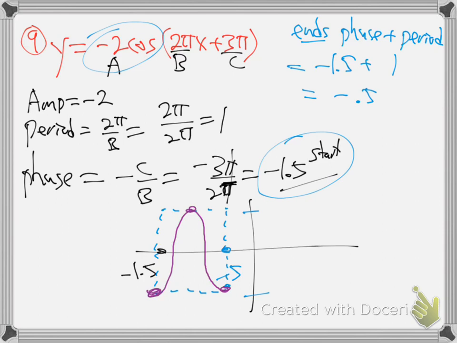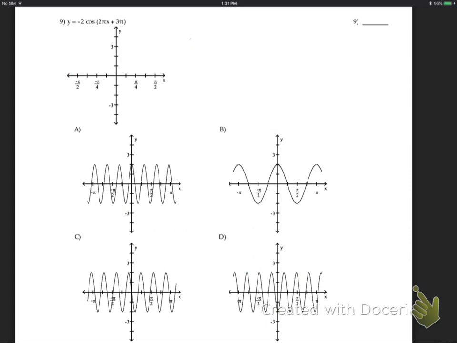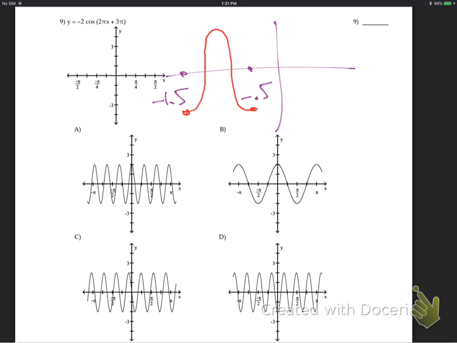Okay, now let's go match it up. That's our favorite part, right? Are we ready? Okay, so let me draw it here for us. What did it do again? It went from negative 1.5 to negative 0.5. And it's upside down, so it was here, like that, right? Now which of those do that? That's kind of tricky.